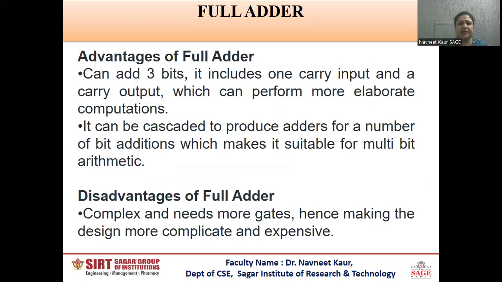Now for the full adder, it can add 3 bits. It includes one carry input and generates a carry output. And it can be cascaded to produce adders for a number of bit additions, which makes it suitable for multi-bit arithmetic. Now coming to the disadvantage, it is complex and needs more gates, and hence the circuit will be complicated and expensive.